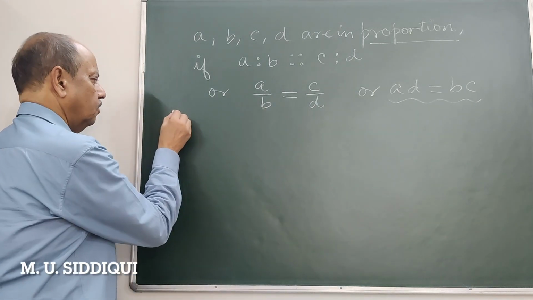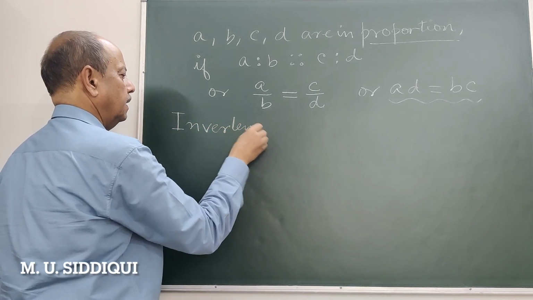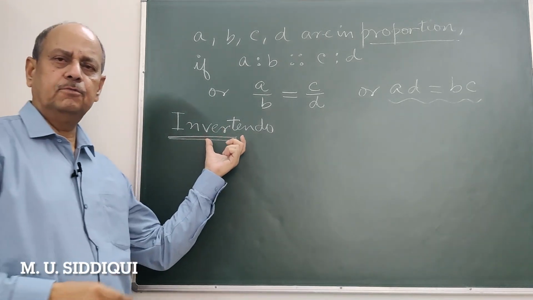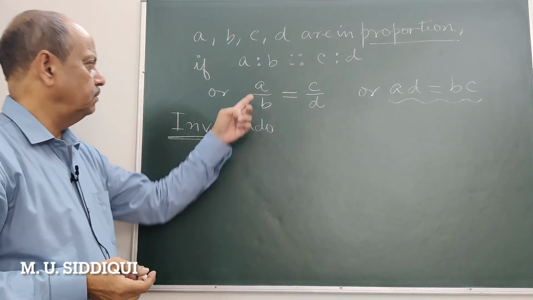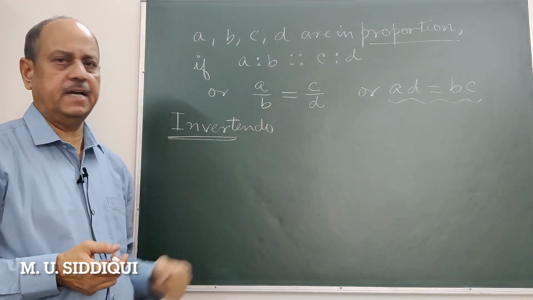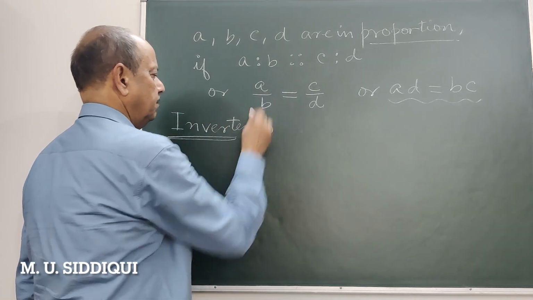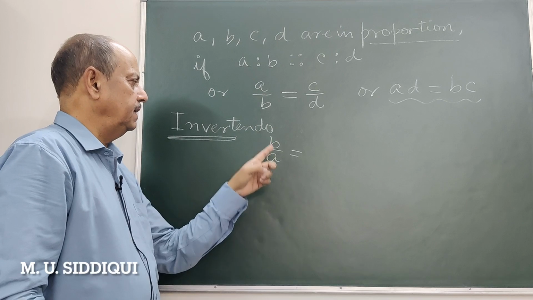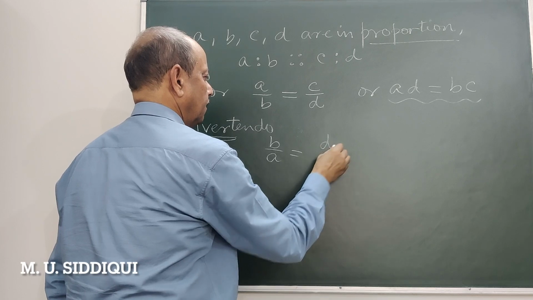It's very simple. There is one property which is called invertendo. This is taken from this word invert. Invert means take the inverse or the reciprocals. If it was A upon B equal to C upon D, we can take the reciprocal on both the sides. It will be equally true. Instead of taking A upon B, we take B upon A, and on the right side, instead of taking C upon D, you take D upon C.